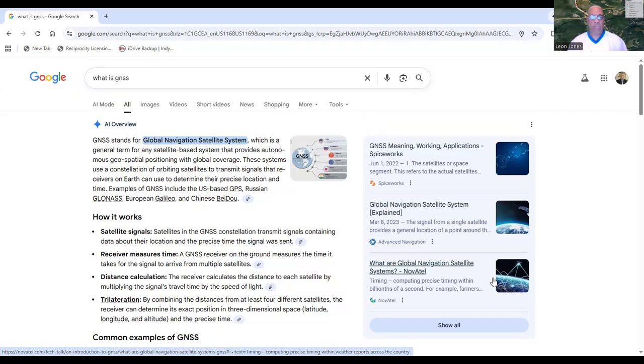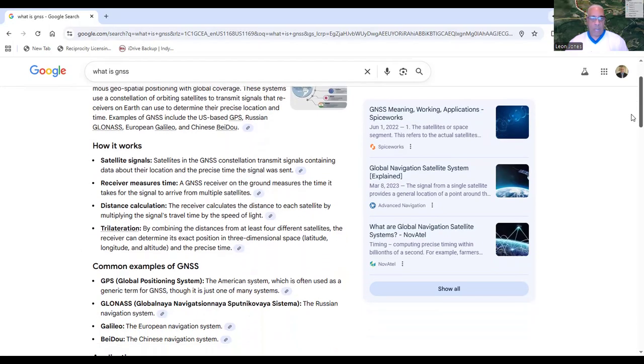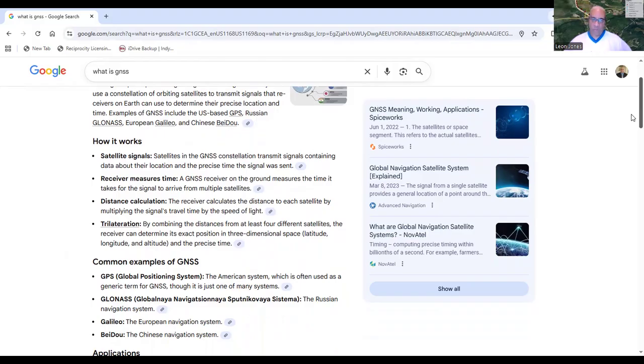GNSS includes the US-based GPS, Russian GLONASS, European Galileo, and Chinese BeiDou. Now, how it works: satellite signals. Satellites in the GNSS constellation transmit signals containing data about their location and the precise time the signal was sent. The receiver measures time. A GNSS receiver on the ground measures the time it takes for the signal to arrive from multiple satellites. Then you have your distance calculation. The receiver calculates the distance to each satellite by multiplying the signal's travel time by the speed of light.